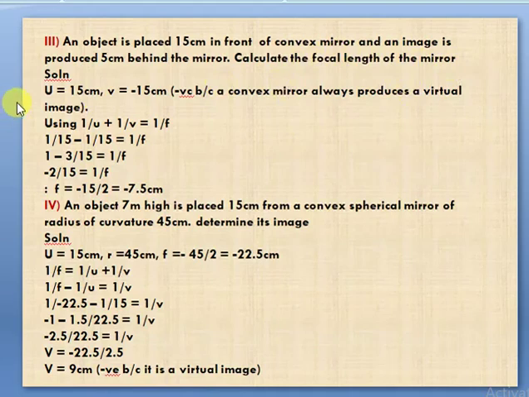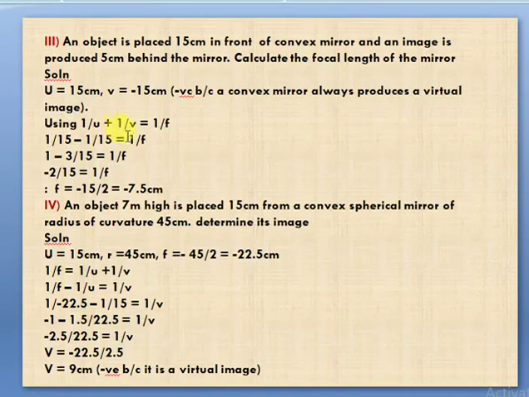Now let's see what is given. We are given the object distance to be 15 from the question. Then the image distance, please, this is minus 5, not minus 15. The image distance is minus 5, not 15. Why negative? Because we are talking about a convex mirror, and a convex mirror always produces a virtual image. So virtual image, according to our sign convention, we replace it with negative.